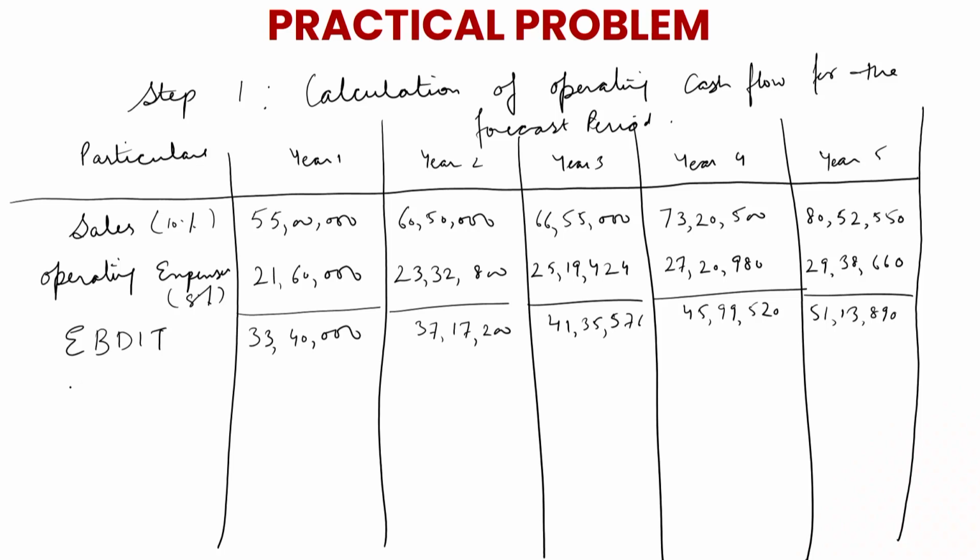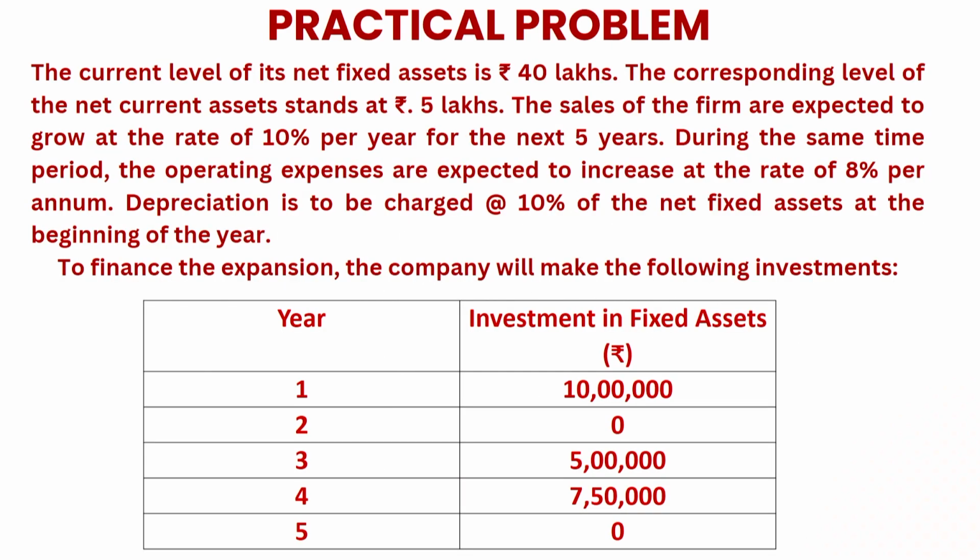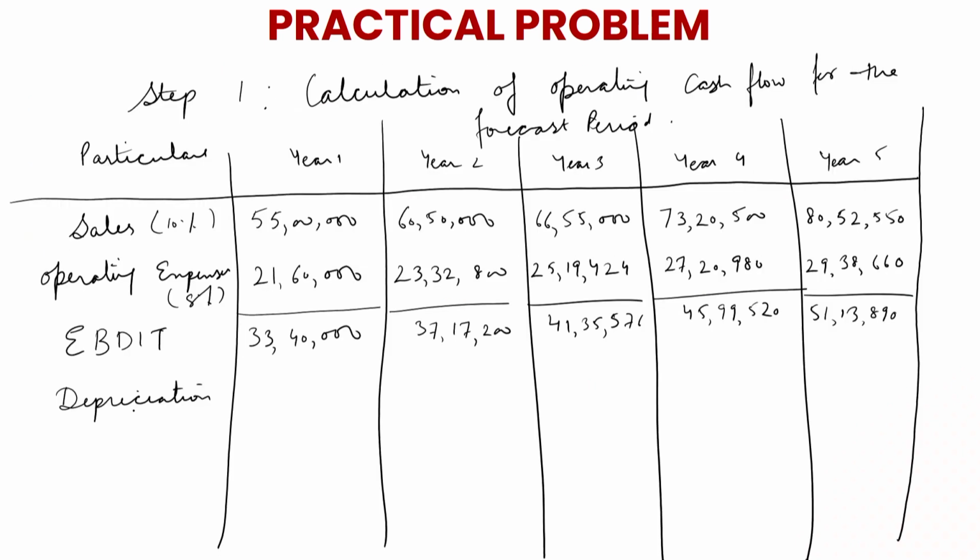So now, if we are going to deal with the depreciation, for this we need the computation of depreciation after considering the expansion which is given in the question. The company will make the following investments in the fixed assets. So I am going to go for a working note for the computation of depreciation. This working note is with regards to the calculation of depreciation.